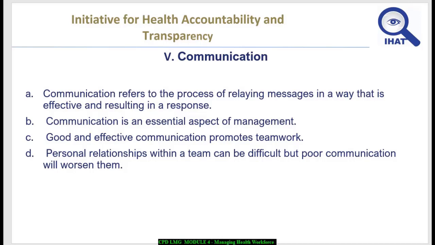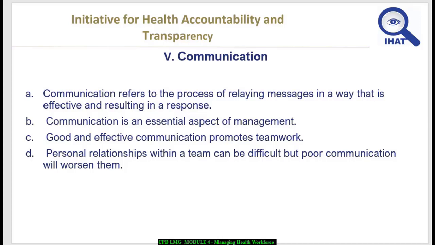Let us look at communication. Communication is key and is an essential aspect of management. Communication refers to the process of relaying messages in a way that is effective and resulting in a response. Good and effective communication promotes teamwork.